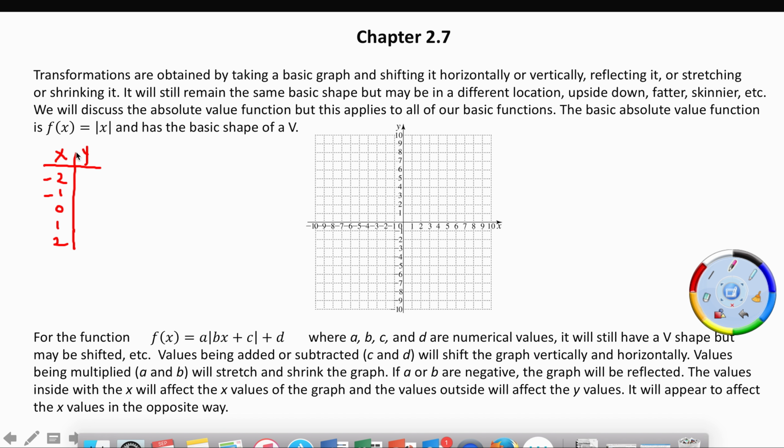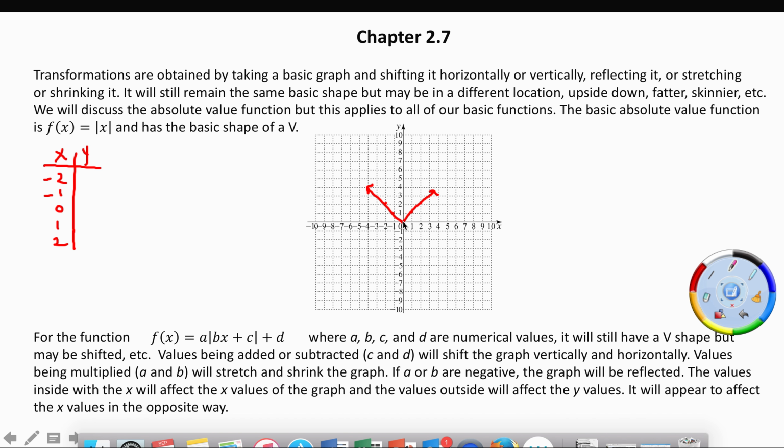So I don't even have to draw this chart. I can come in and say, oh, well, the absolute value of negative 2 is 2. The absolute value of negative 1 is 1. The absolute value of 0 is 0. Absolute value of 1 is 1. Absolute value of 2 is 2. And there's my basic shape.